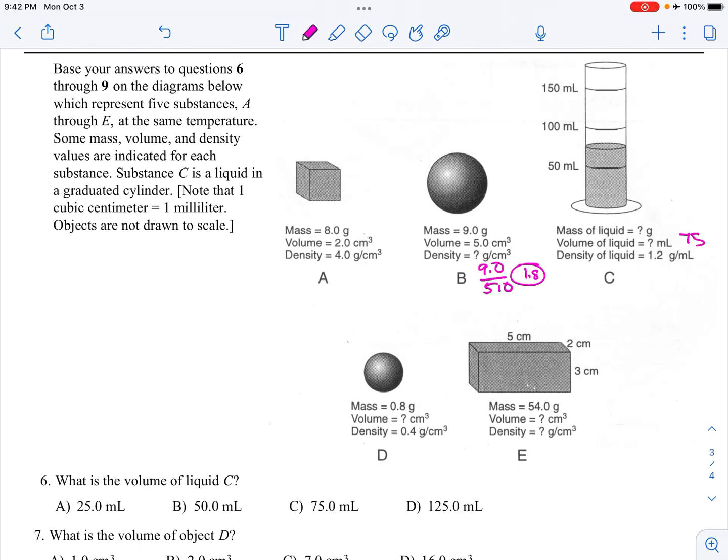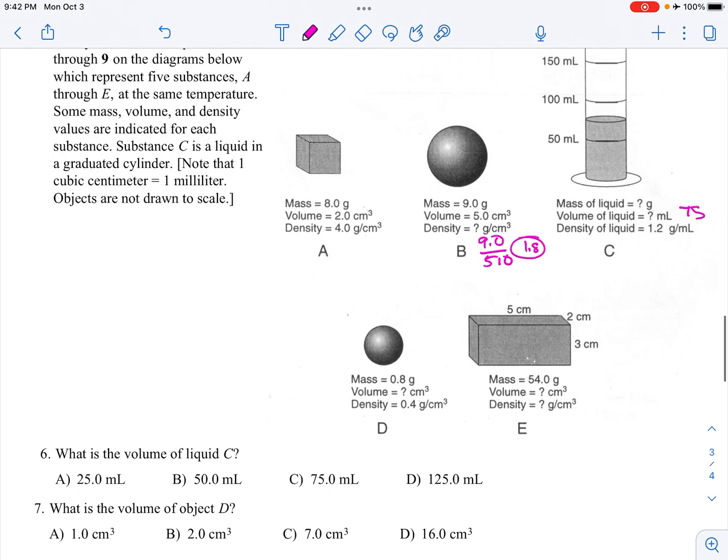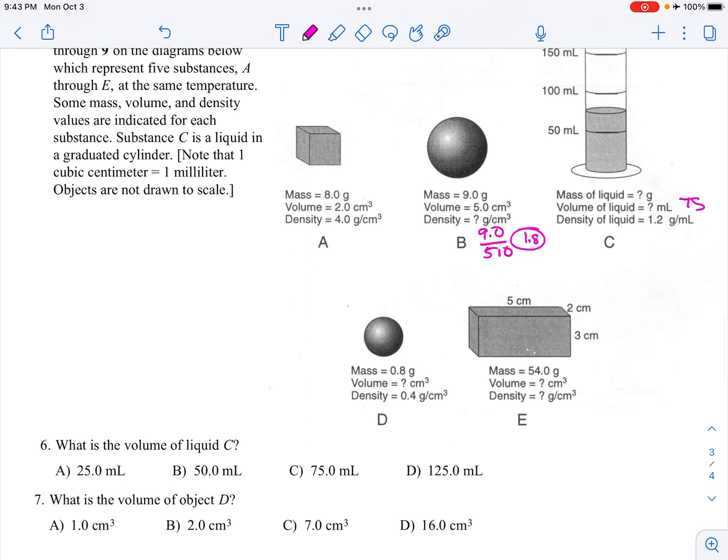I don't know. Do I need the mass? We'll see. The volume, we'll see if I need that. And then, well, I have a cube here, so it's going to be length times width times height. So that's going to be 15 times 2 is 30. So density would be 54 divided by 30. So 1.8 here as well.